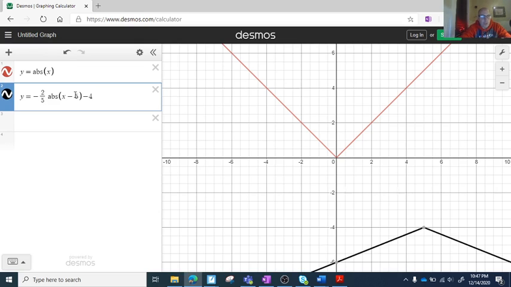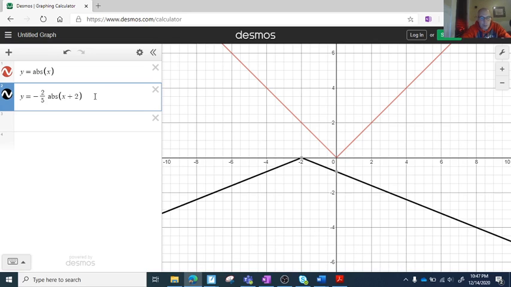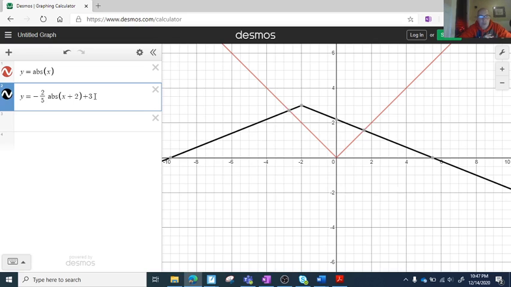Absolute value, let's suppose I wanted it to go left. So I'd put, maybe, plus 2. That moved it left 2. And I wanted it to go above the axis, so instead of -4, let's make it go up 3 by putting a +3. So you can see that by me typing in these numbers, I already knew in advance what was going to happen. And that's what we'd like you to have the sense of.